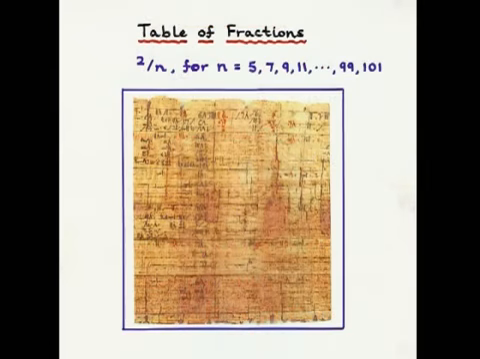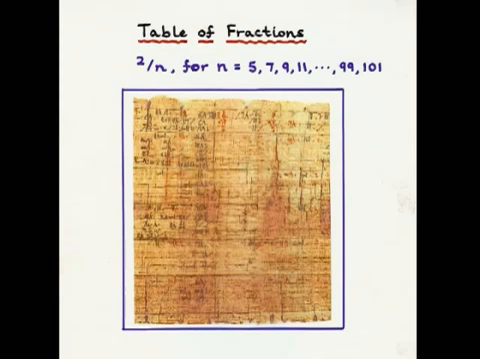Well, how did they do this? They actually used extensive tables of numbers. To do a calculation, they broke the fraction down to a succession of numbers of the form 2 over n, and they had this table giving 2 over n for n equal to 5, 7, 9, all the way up to 101. And you can see that here.